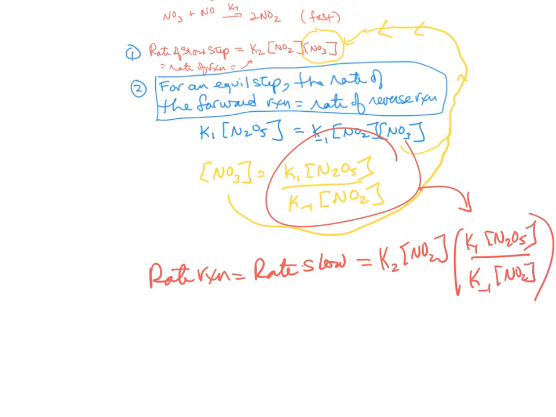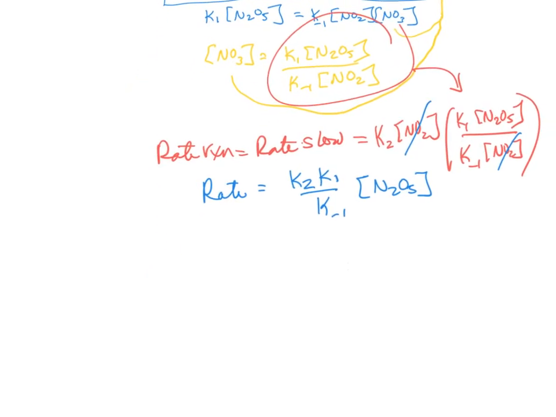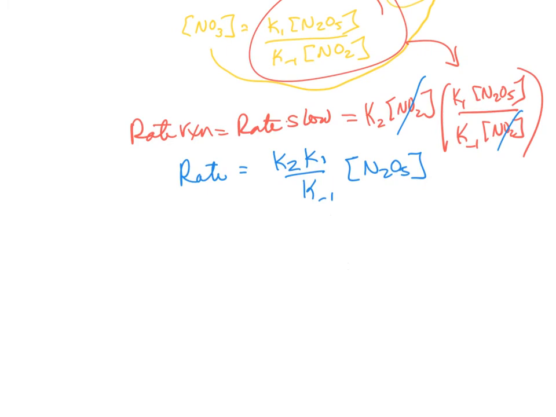Seems difficult, but watch what happens here. The NO2s cancel, and then we're going to get to the rate of the reaction. The overall reaction is going to be K2 times K1 divided by K minus 1 times N2O5, and it's first order. This mechanism is consistent with experiment. Experimentally, we know it's a first order reaction.